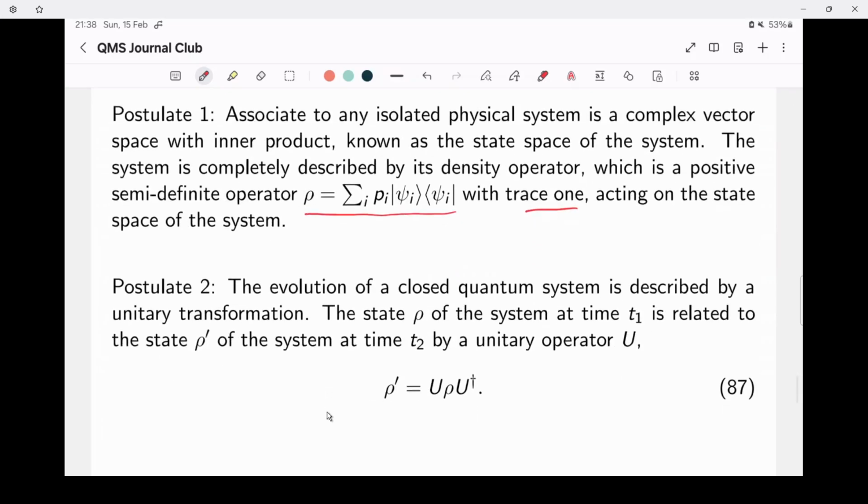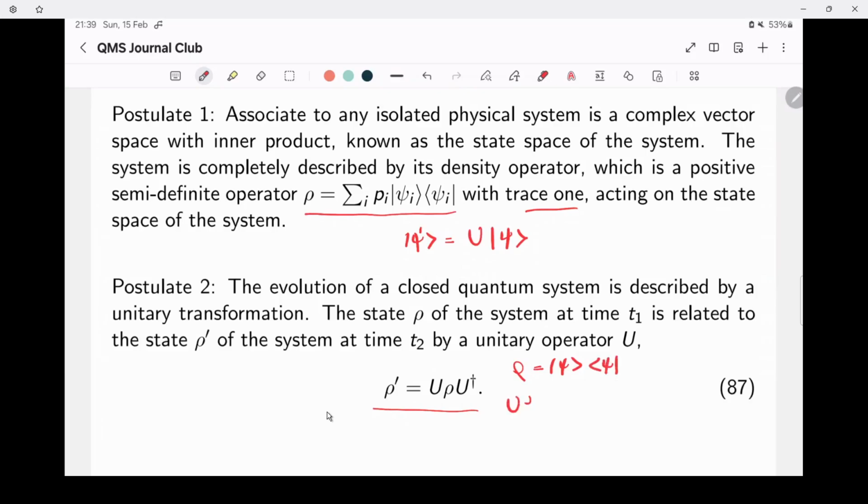The second one is the evolution of a closed quantum system. So instead of using something like this, now we use the unitary matrix in this form, whereby the left side is U, the right side is U dagger. So you can think of it as if it is your pure state.